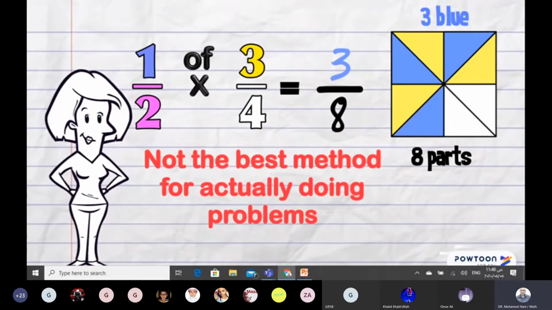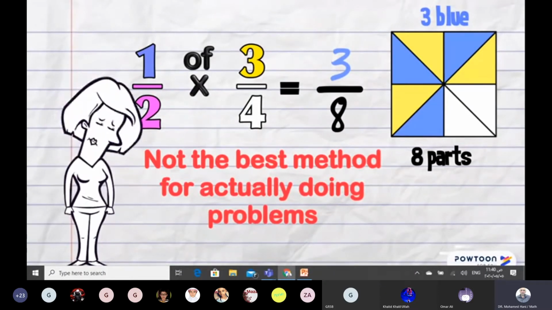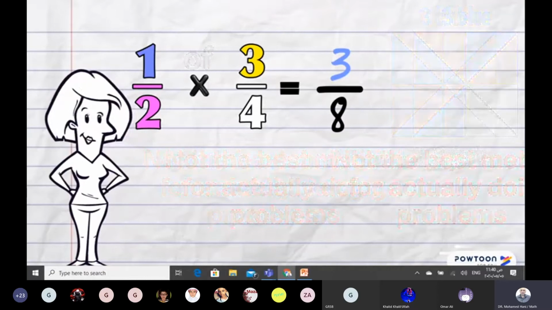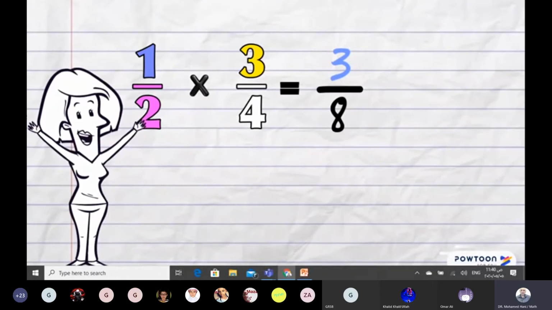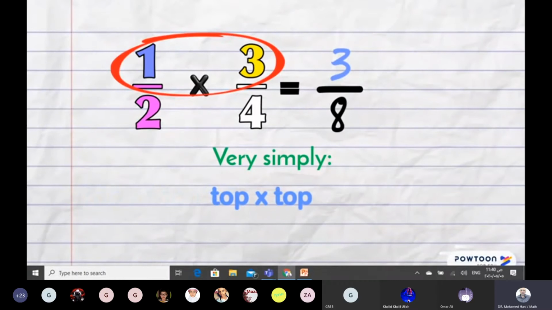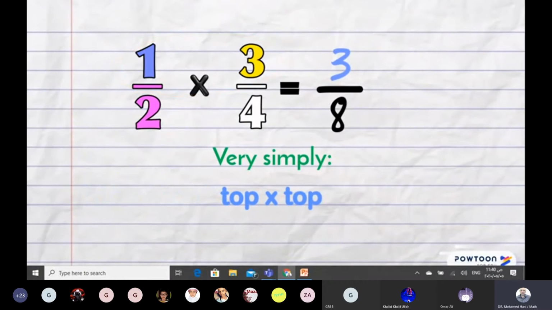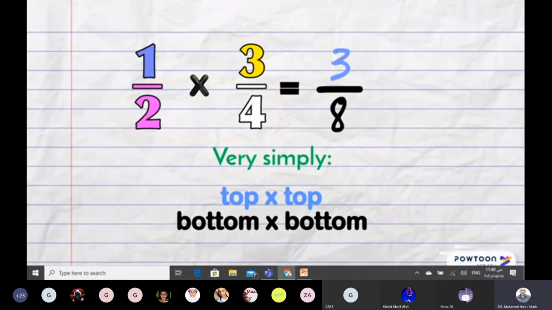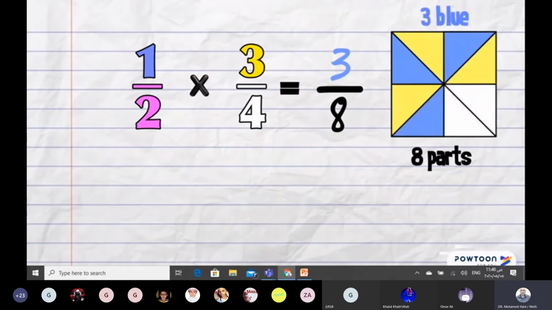It's a great way to represent multiplying fractions, but it's not the best method for actually doing problems. You'll get fed up fast because it takes a long time to do each diagram. But you are going to like the way we do this with mathematical working. It's really fast. Very simply, we multiply the numerators together, top times top, and then we multiply the denominators together, bottom times bottom. And look at that, we get exactly the same answer as I did with the diagram that took me ages to make and colour.